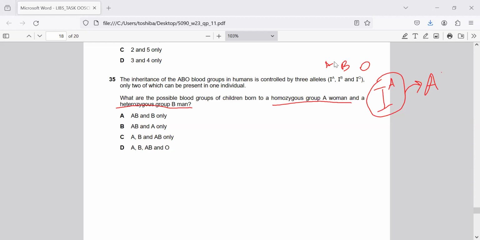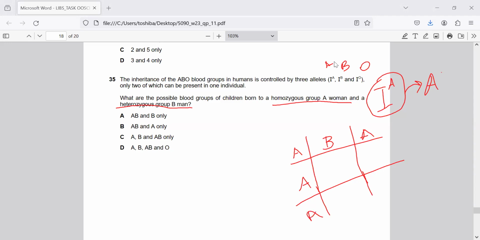For this, we have to do a cross. Here we can make one. I'm writing it a bit in a shorter way. Homozygous A means we have both A's, and heterozygous B means we have a B and an A. So it becomes AB, AB, AA, and AA.